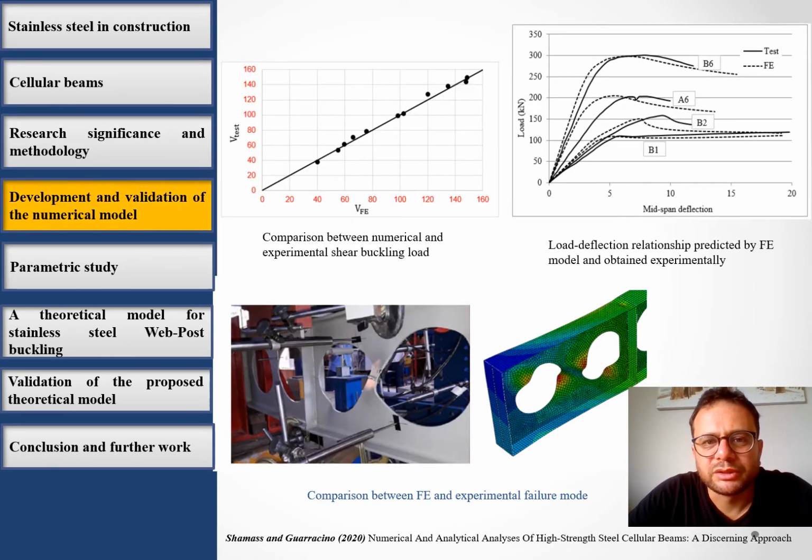This is the model, shown in the top left hand side. You will see that there is a good correlation between the numerical and experimental shear buckling load. On the top right hand side, you will see the load-displacement relationship, where you can see that the numerical model can predict the overall behavior of the cellular beams. And at the bottom, in the second row, you will see that the finite element model predicts the buckling mode of the cellular beam, which is web post buckling.